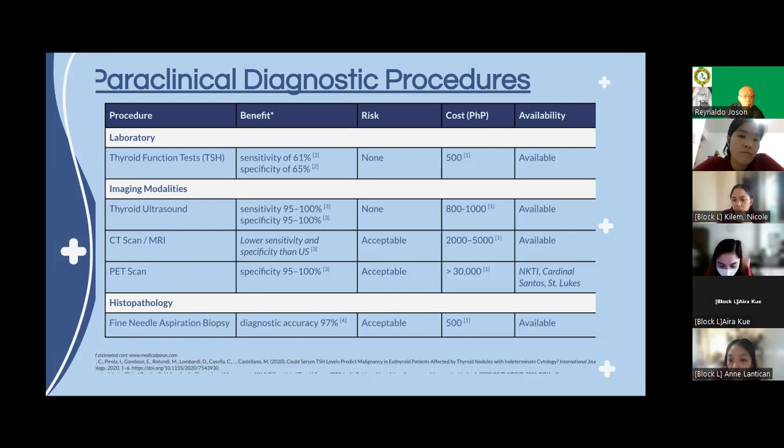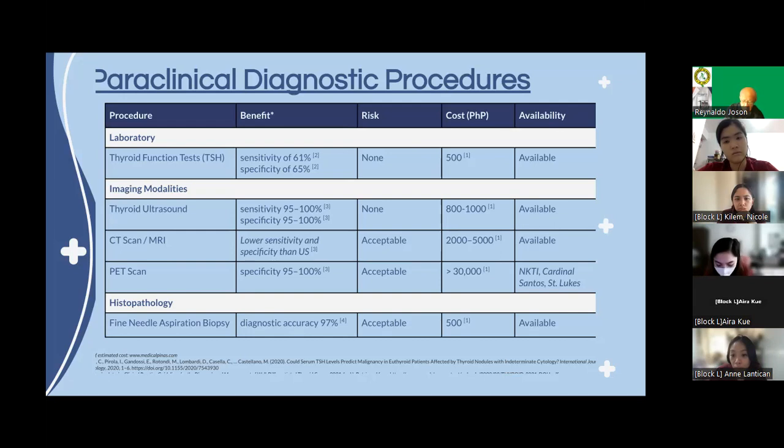So for first po, TSH testing is a laboratory test. Usually, this is the initial test that must be requested in the evaluation of a thyroid nodule. It has a sensitivity of 61% and specificity of 65%. The benefit that I searched about with these different procedures is in the setting of predicting thyroid malignancy, since we're trying to eliminate the risk of malignancy in our patient. So the sensitivity and specificity of TSH for thyroid malignancy is quite low po.